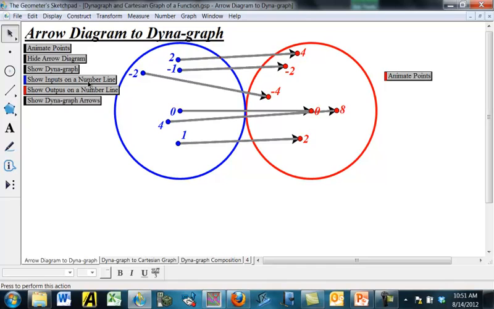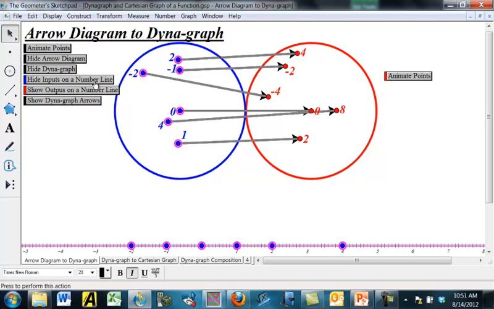And what I'm going to do, though, is take these points here and line them up in a number line and show where they would go on a number line. So here are the same points here, down here on the number line.